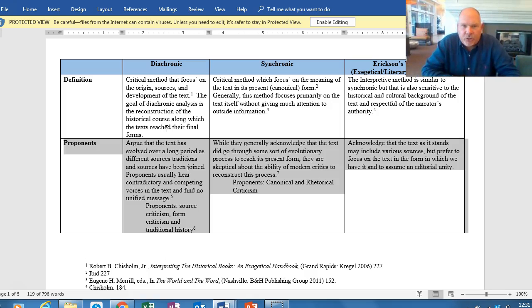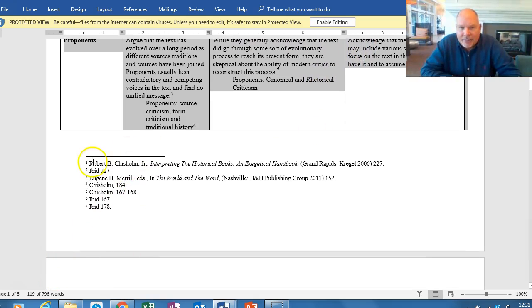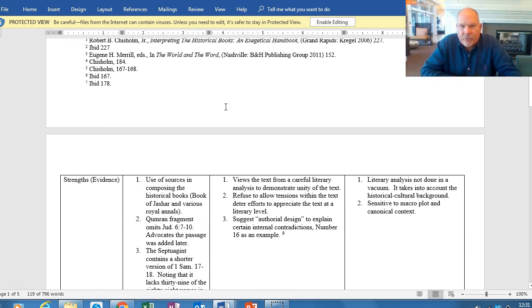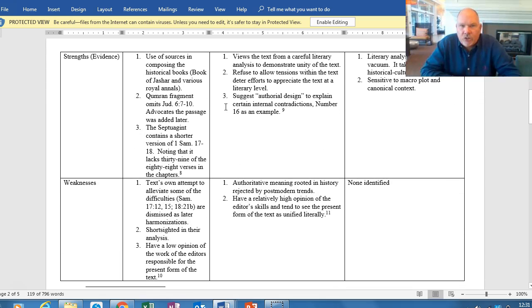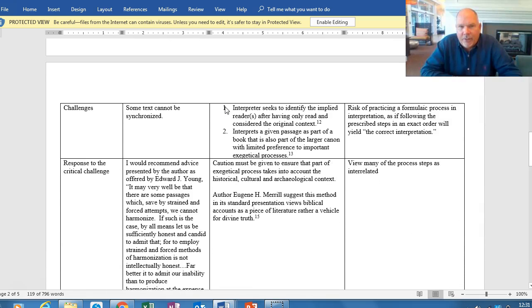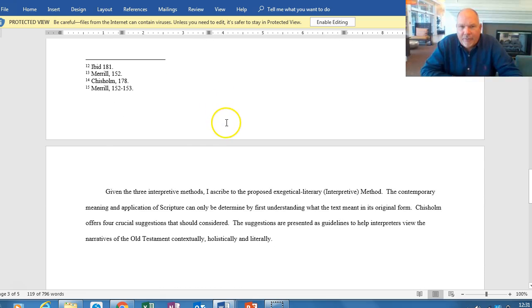and then coming up with our best understanding. Now, Joyce does a really good job discussing this as she looks at proponents, and then she has some nice engagement with sources. Just a couple of these are not quite 100% right, but in general, she has her documentation correct. Strengths, weaknesses, very well done. Challenges, responses to the critical method, and then finally a quick conclusion, bringing it all together.